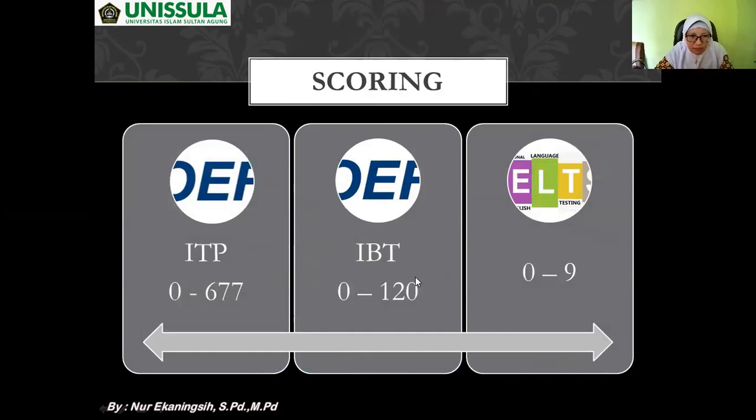Okay, come to scoring now. When we look at the scoring range between TOEFL and IELTS, they have differences. On TOEFL itself, related to ITP and IBT, the ITP range is 0 up to 677. This is the highest score. And for IBT, the range starts from 0 up to 120, the highest score of IBT. And for IELTS, this is the familiar range of IELTS. IELTS starts the range of the score from 0 to 9. So the highest score of IELTS ends on 9.